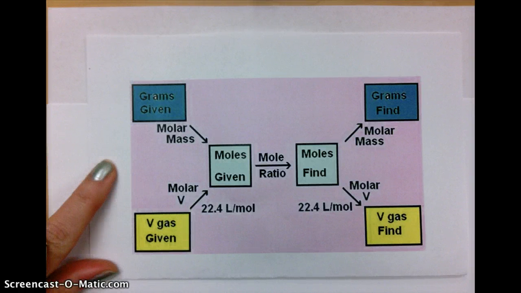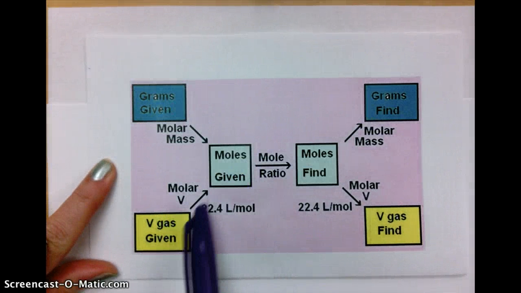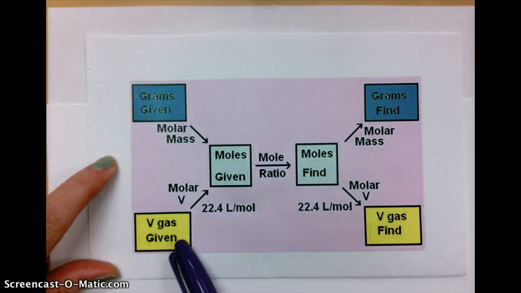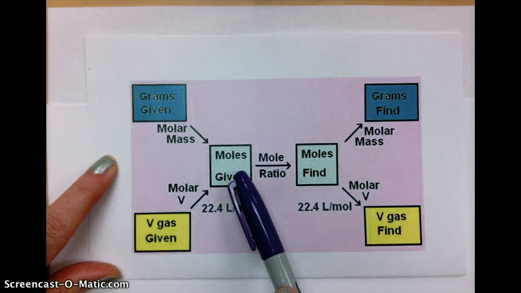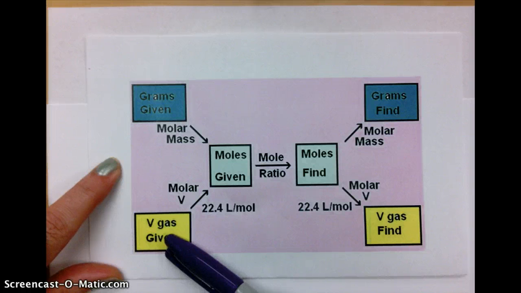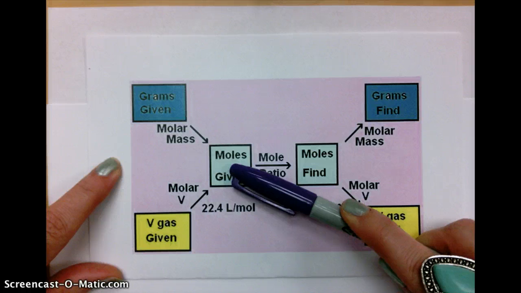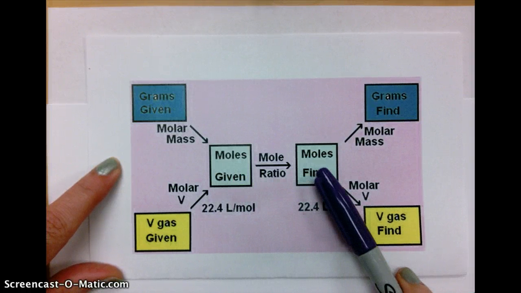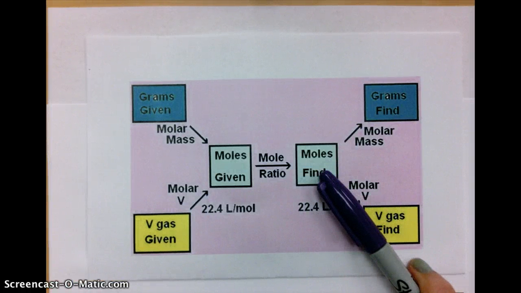So we can typically be given grams, we can be given moles, or we can be given volume if it's a gas chemical in the balanced reaction. If we're given grams, we need to convert first to moles using molar mass. If we're given volume of a gas, we need to convert first to moles using the molar volume of 22.4 liters per mole. Once we have moles, we use our mole ratio from the balanced reaction. Then we have moles of the chemical we're trying to find.